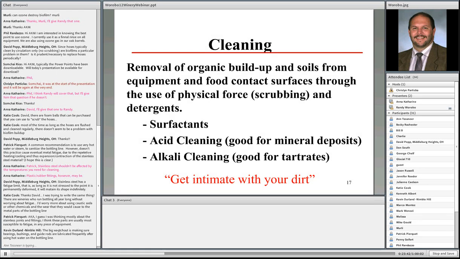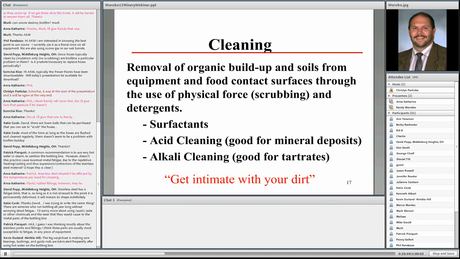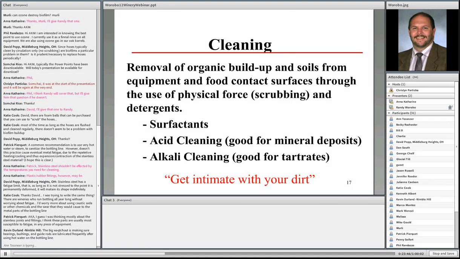And what a surfactant does is a wetting agent. It has a hydrophobic and a hydrophilic group, so it attaches to the water and it attaches to the dirt and allows it to be removed easier than just with water alone. You can have two different types of cleaners. You can have acid or alkali cleaners. Since in the wineries, most of your organic matter is going to be tartrates.